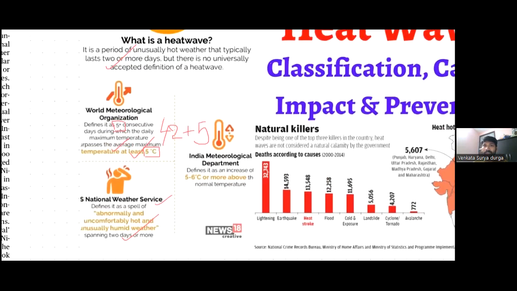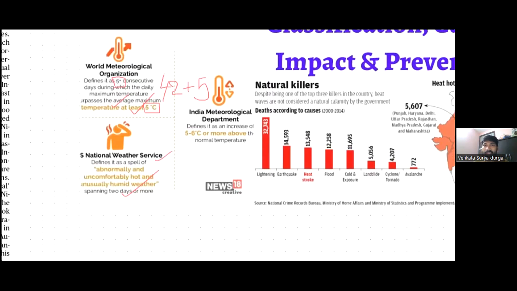Okay. So heat wave is known as the natural killer. Why are they known as natural killers? This is because heat wave is one of the top three killers in the country, and heat waves are not considered a natural calamity by the government. Even though heat wave is a top three killer in the country, still it is not recognized as a natural calamity by the government. Here you can see some statistics and data on heat waves, right? This is the third largest killer.